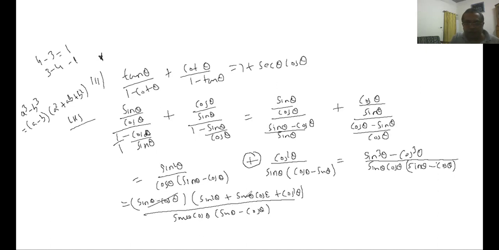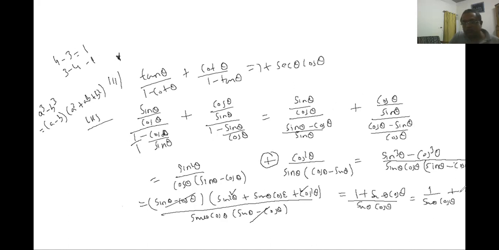Now sin minus cos is getting cancelled. In the numerator we have sin square and cos square, which will be 1. So we are left with 1 plus sin cos upon sin cos. Now to get the answer, you just need to separate the terms. So this is 1 by sin theta cos theta, this denominator is for both the terms, plus sin theta cos theta upon sin theta cos theta. So 1 upon sin theta cos theta.